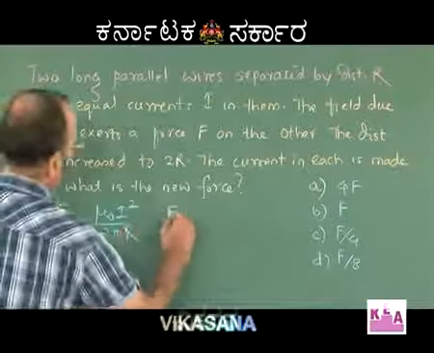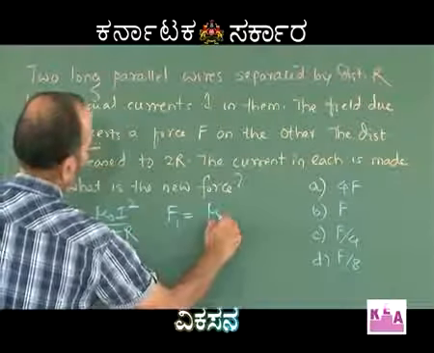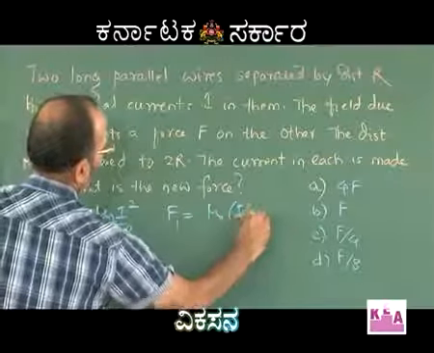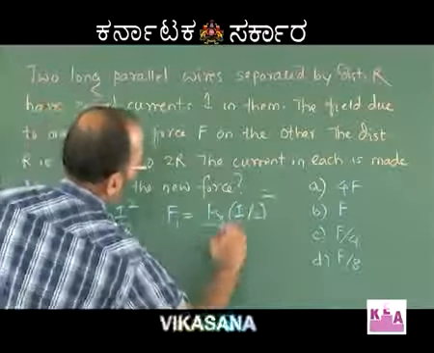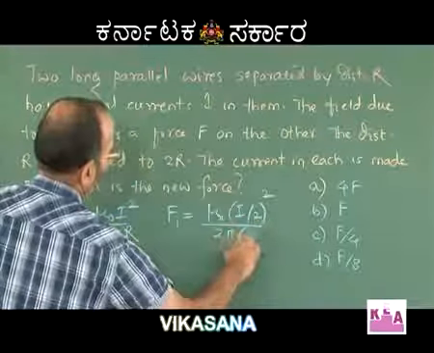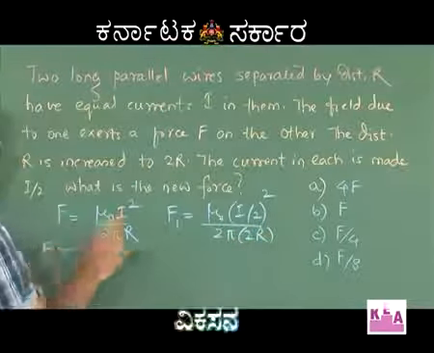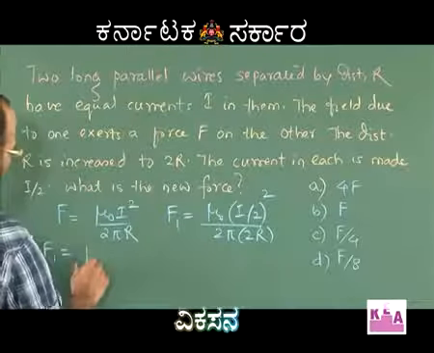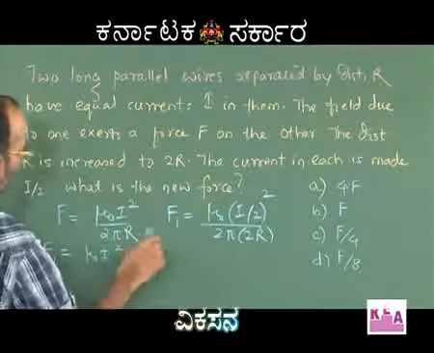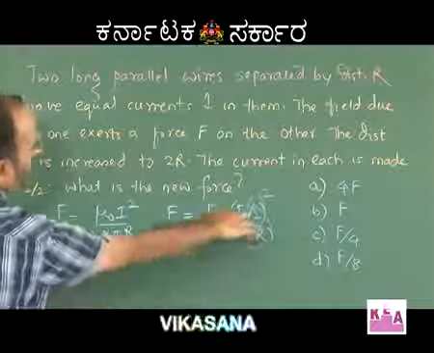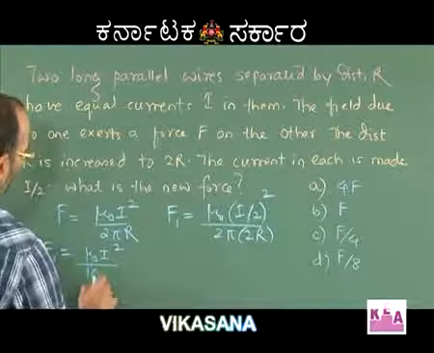So, the new force F1 will be mu naught. Instead of I I have written I by 2 whole square and then divided by 2 pi. Instead of R I have made 2R. So, that makes F1 as mu naught I square divided by 16 pi R.